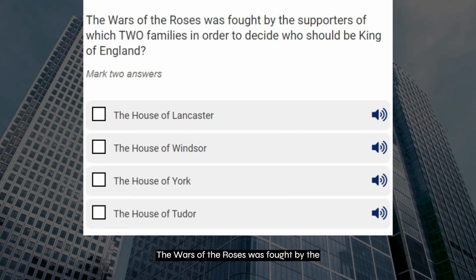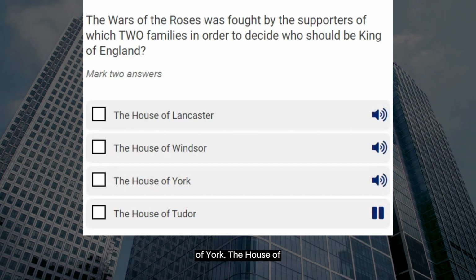The Wars of the Roses was fought by the supporters of which two families in order to decide who should be King of England? The House of Lancaster. The House of Windsor. The House of York. The House of Tudor. Correct answers, the House of York and the House of Lancaster.